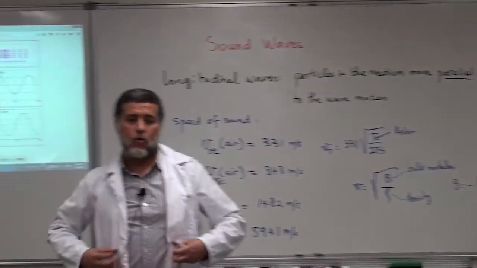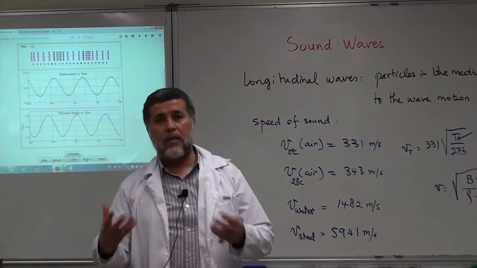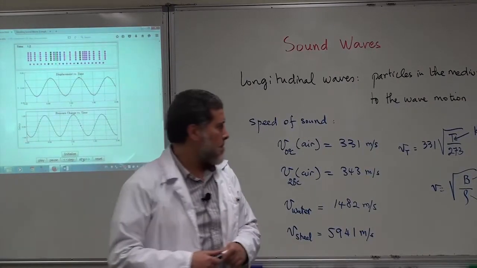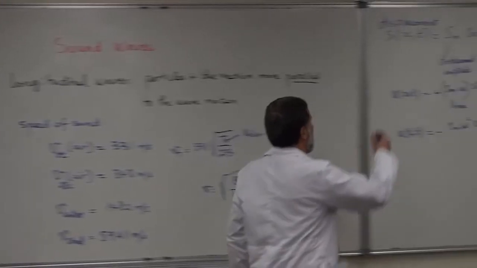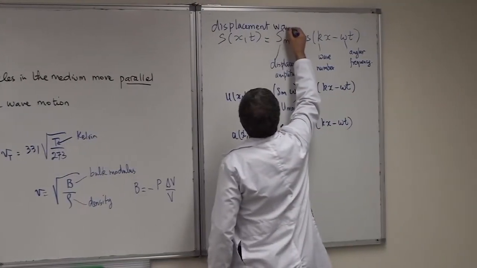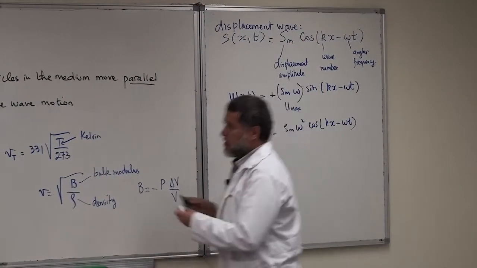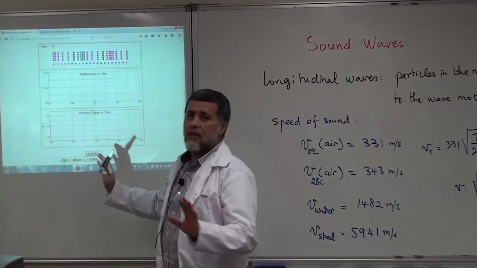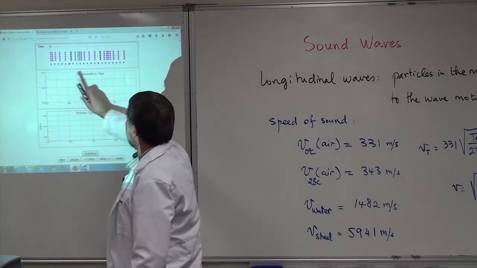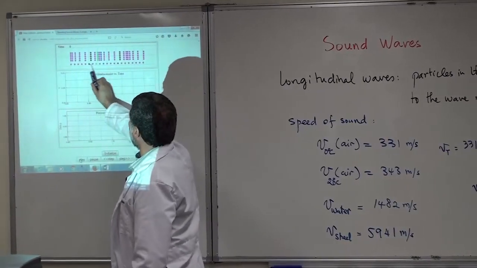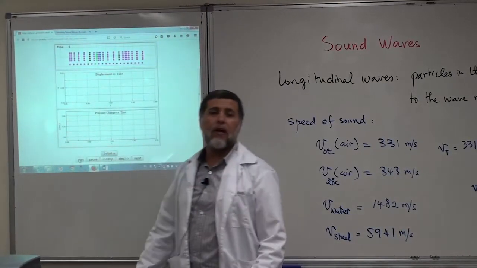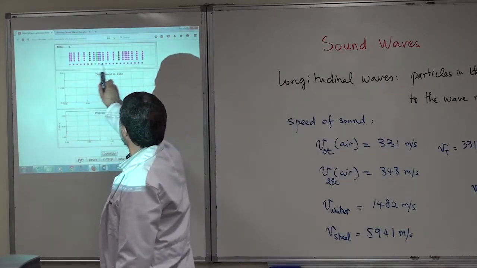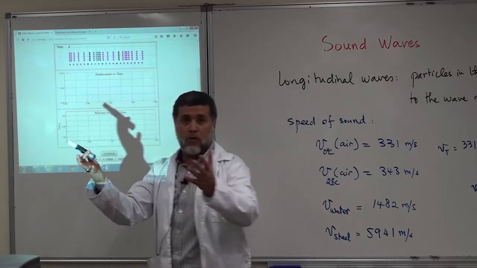Another way to describe sound waves is through the pressure variation. This is the displacement wave. We call this the displacement wave. Let me show you now in this video what I mean by pressure variation. As you can see, this is the normal situation where there is no wave, no sound wave moving in the medium. You see the particles are equally spaced. Those are the air particles, the air molecules, okay?